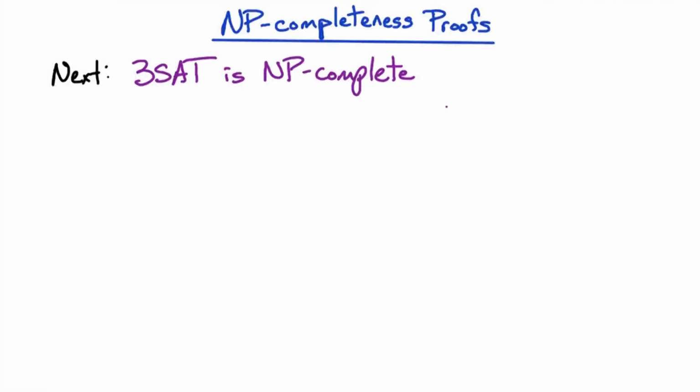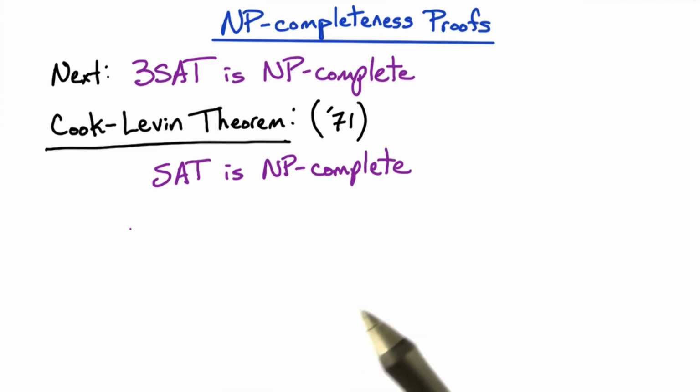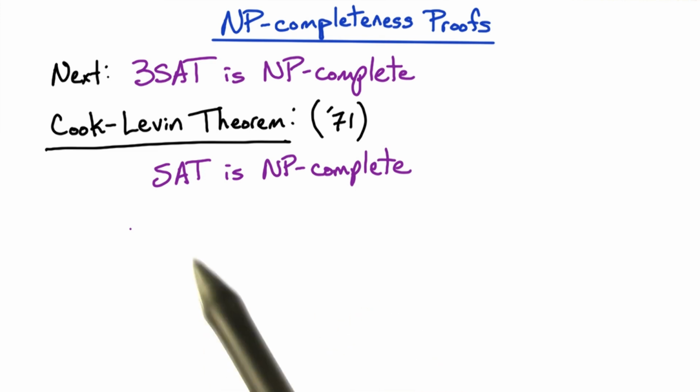Our plan now is to prove that the 3-SAT problem is NP-complete. What we just saw is that if we have a problem such as SAT, which is known to be NP-complete, then this makes our task much easier. So we're going to use the fact that SAT is NP-complete. This is known as the Cook-Levin theorem. It was proved independently in 1971 by Stephen Cook and Leonid Levin, and they proved that SAT is NP-complete. Now we're going to take this theorem for granted, and later I'll give you some high-level idea of the proof that the SAT problem is NP-complete.